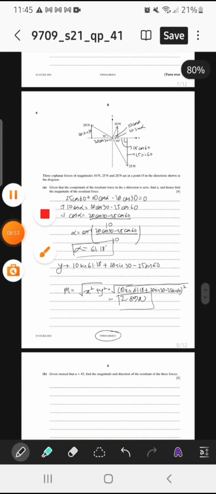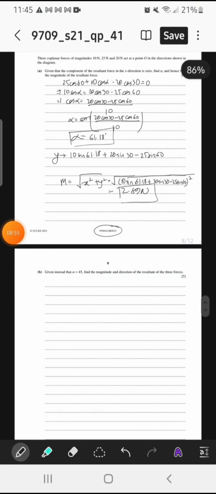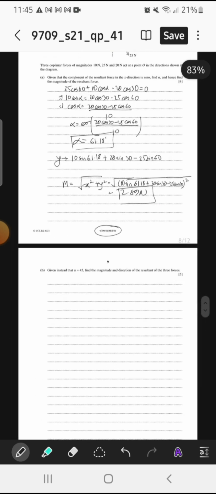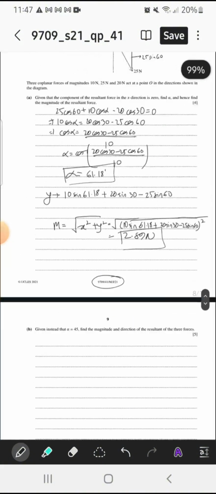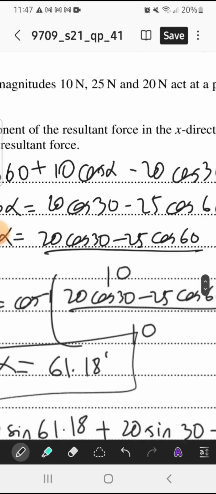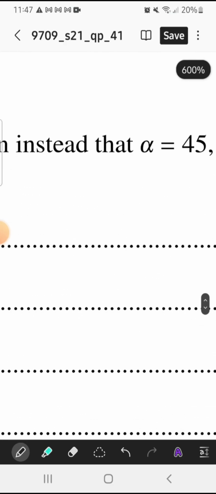So that's that. Next up we have to find this exact same thing, but this time when alpha equals 45. So if alpha equals 45, we now need to find the resultant of the three forces. What we do is try to find it on both the x direction and y direction. So we know that on the x direction it's going to be as follows.